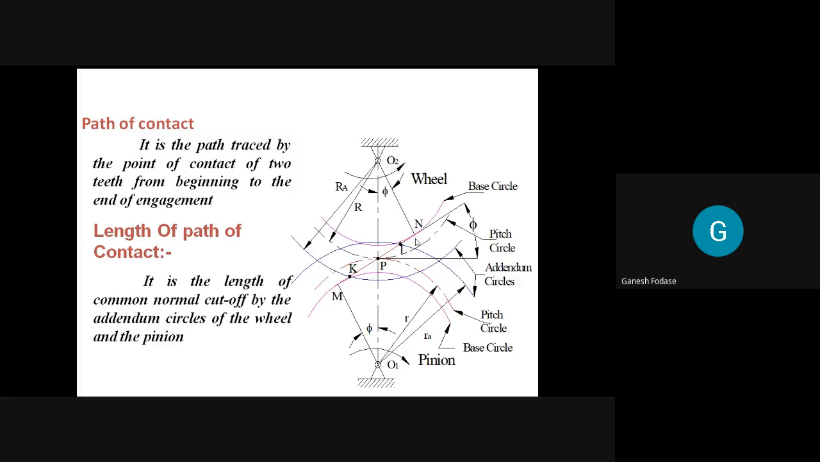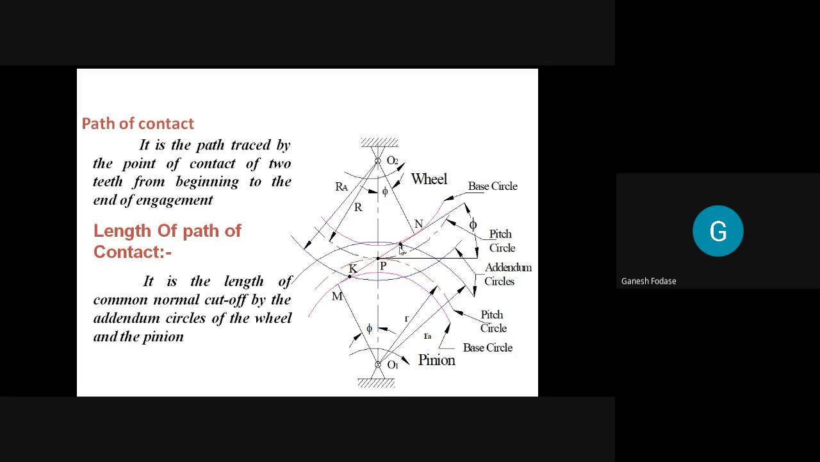At the same time, it is also called a common normal through the point of contact. The point of contact may be K, may be P, or it may be L. So the portion of the common tangent, that is MN, cut by addendum circles is nothing but the path of contact. Now which portion is cut by addendum circles? You can see here, addendum of this wheel is cutting this common tangent at point K, while addendum of the pinion is cutting this common tangent at point L. So this KL is called the path of contact. It is the length of the common normal cut by addendum circles of the wheel and pinion. So KL is path of contact.